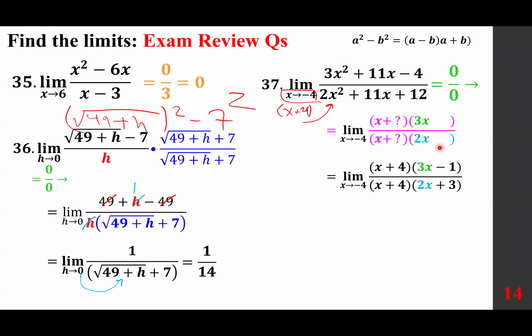And you should really check the middle term. Remember, 4 times 3, 12x, minus x is 11x. 4 times 2, 8x, plus 3x is 11x. You want to check the middle term. Now, of course, the common factor of x plus 4 drops. And now you plug in.